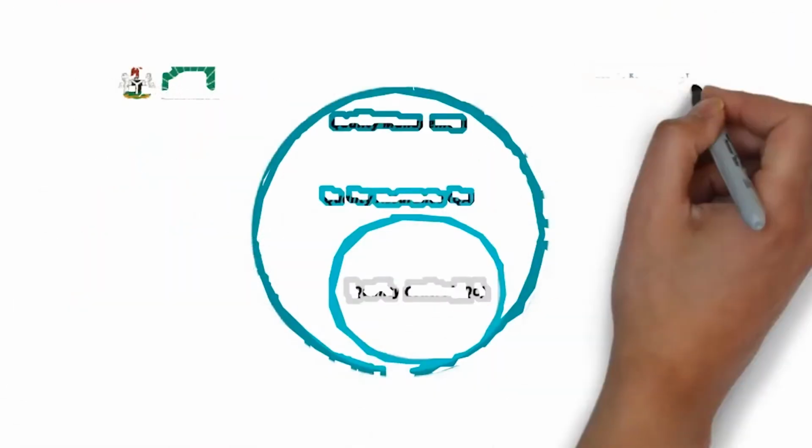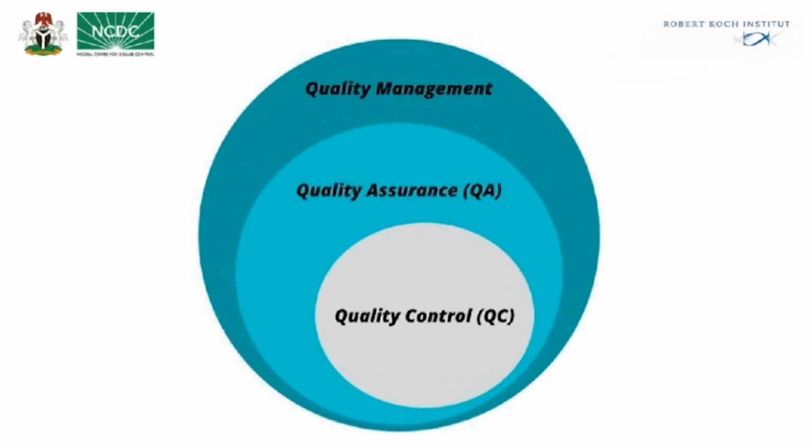This slide is telling us about quality management, quality assurance, and quality control. Quality management encompasses all activities in the laboratory to be able to get an accurate, reliable, and timely result in our laboratory. It encompasses all activities that are done in the laboratory pertaining to quality.